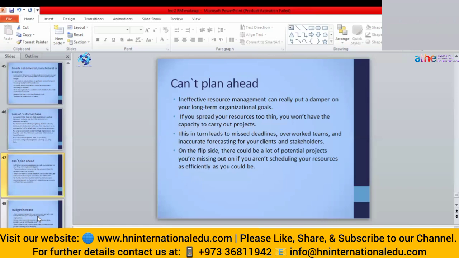On the flip side, there could be a lot of potential products you are missing out on if you are not scheduling your resources as efficiently as you could be, because you can manage the resources and the projects in a pipeline or streamline, and you can manage resources across multiple projects at a time. But if our management is not good, it will not happen.